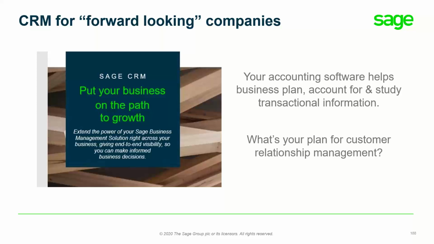As I say time and time again, your accounting software helps your business plan and particularly account for and study transactional information. Back office, who have we sold to? What have we sold? What's the stock looking like? But my question, as always, is what's your plan for customer relationship management? How are you going to join together and provide the one-stop shop, that 360-degree view of information for your customers that is so important?